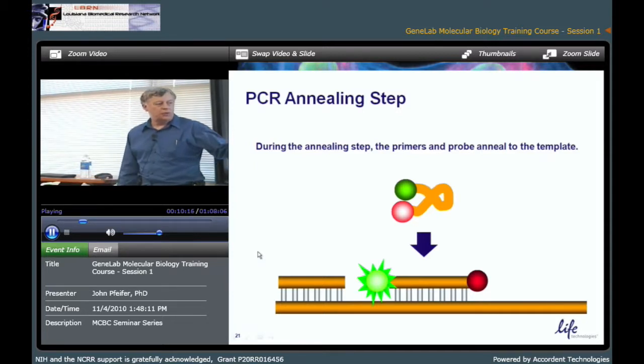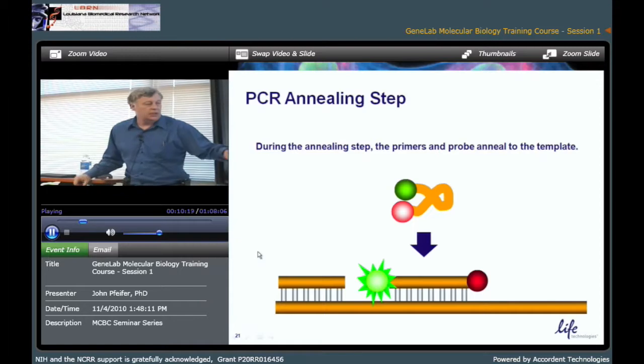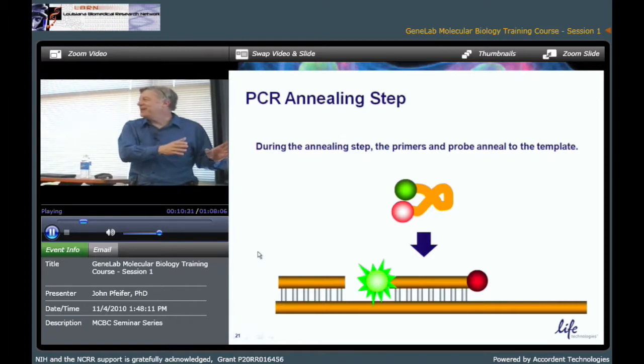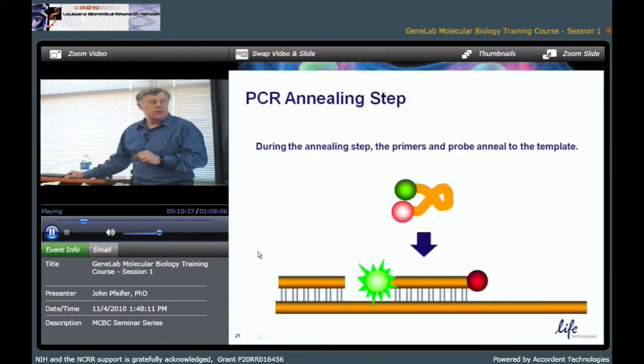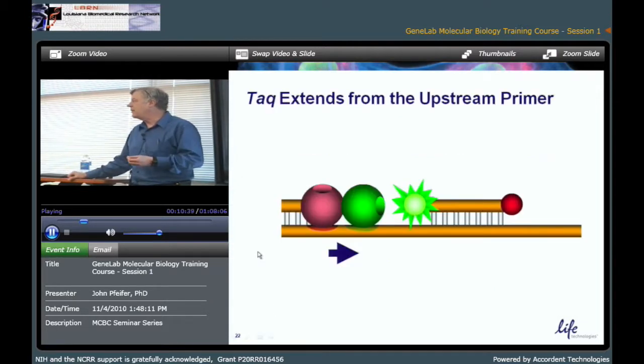And you may notice when the probe is annealed to the sequence, it's stretched out in a double-strand configuration. The distance is too large to allow for it to occur. So theoretically, if you had a really fast camera, maybe we do in this room, I don't know, you might be able to pick up that initial moment when the probe settles down. But the camera would have to be extremely fast because in the next microsecond or what have you, Taq extends from the upstream primer and runs into the 5' end of the probe.